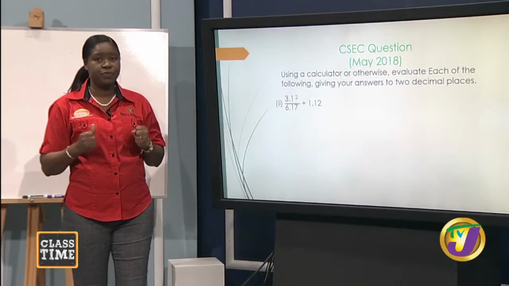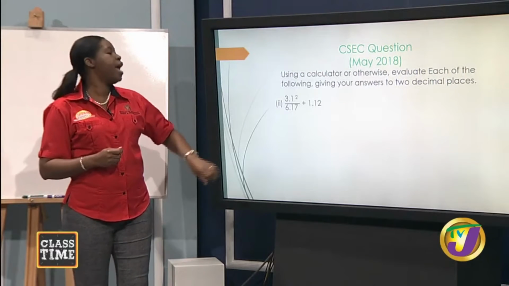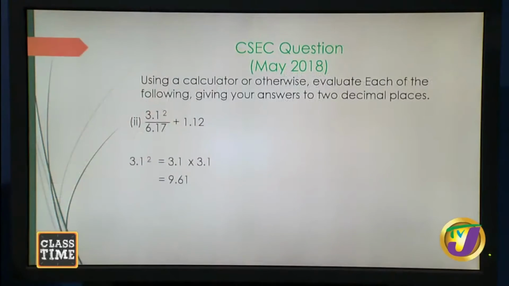I'm thinking starting with the exponents. Exponents, good. So that's 3.1 squared, which would be 3.1 multiplied by 3.1. The exponent tells you how many times you would do that. And when we multiply that, we'll get 9.61. So we have done the exponent.